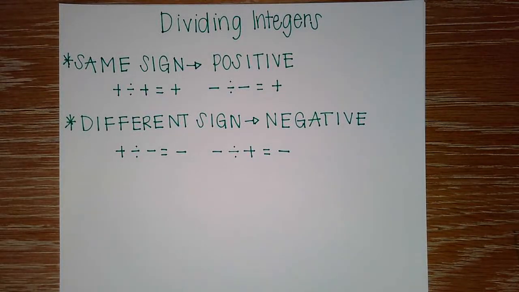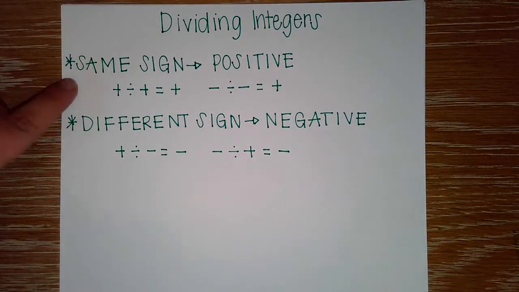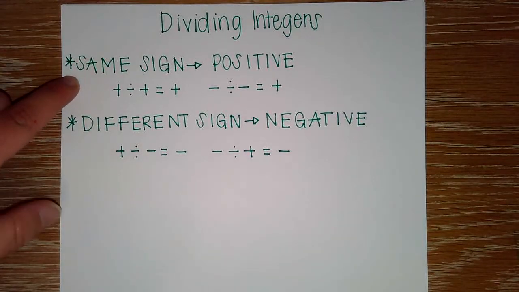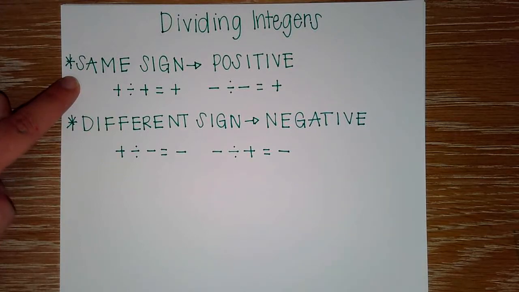Today we are going to talk about dividing integers. When we divide integers, we will follow two rules. The first rule is that when we are dividing and both the dividend and the divisor have the same sign, then our quotient, the answer to our division problem, will be positive.